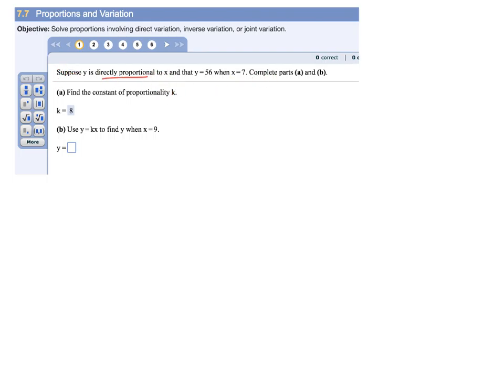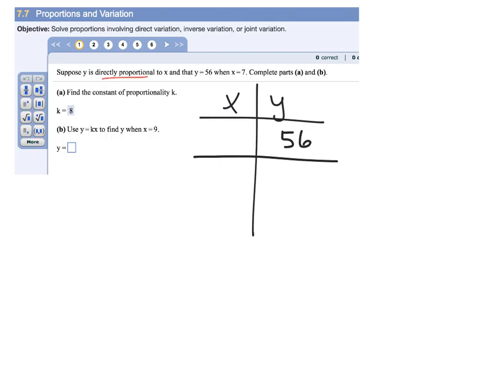So what that means is you can make an xy table, and it says that y equals 56 when x equals 7. So what that means is when y is equal to 56, x is equal to 7. All right? So now we're supposed to find the constant of proportionality.